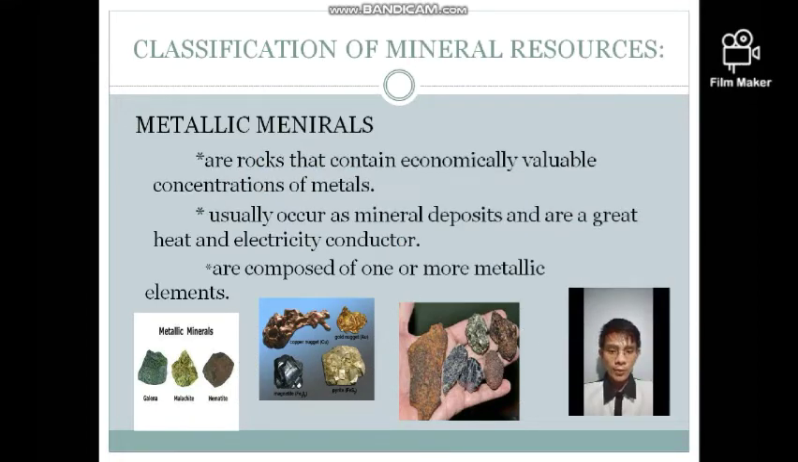Classification of mineral resources. There are three main types of mineral resources: the metallic minerals, non-metallic minerals, and the fuel minerals. The metallic minerals are rocks that contain economically valuable concentrations of metals. They usually occur as mineral deposits and are great heat and electricity conductors. They are composed of one or more metallic elements. Also, metallic minerals show a metallic shine in appearance, and they are often associated with igneous rocks. Examples of metallic minerals are gold, copper, and galena.